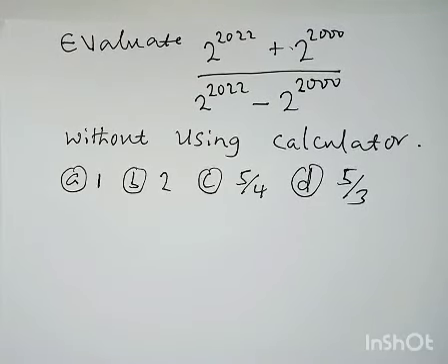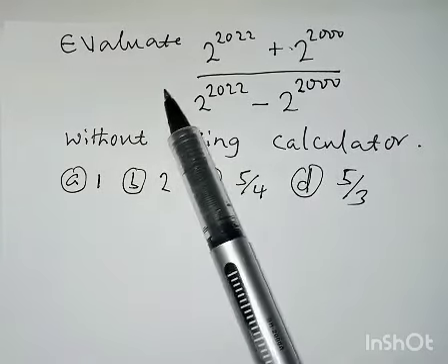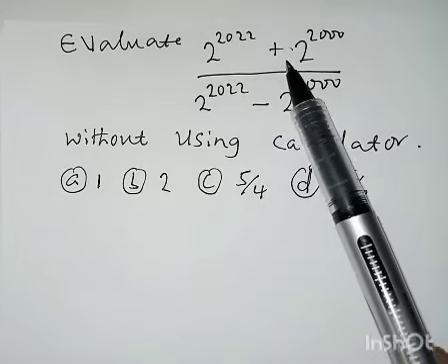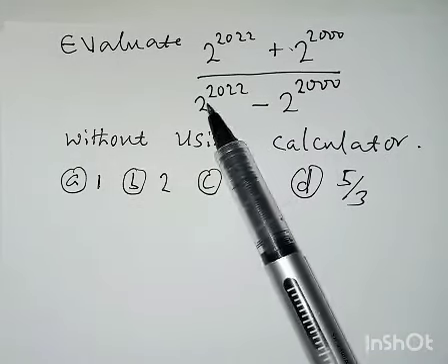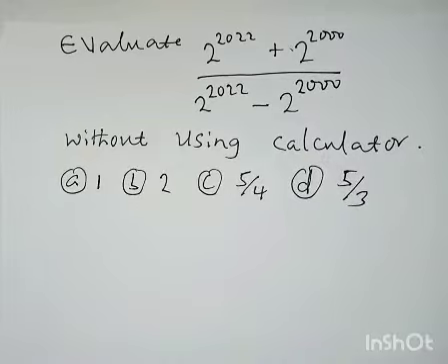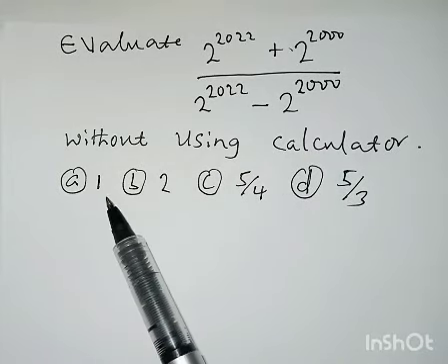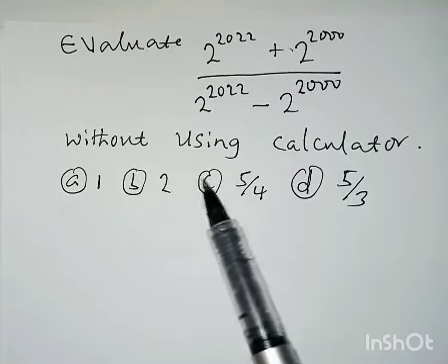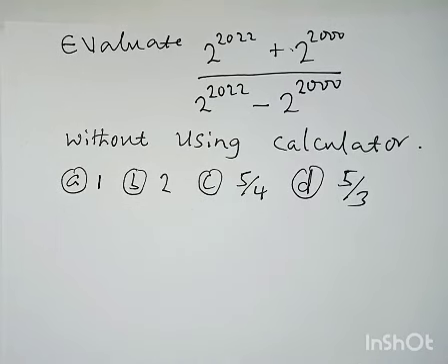In this video we are going to solve a simple Olympiad question. The question says evaluate (2 power 2022 plus 2 power 2000) over (2 power 2022 minus 2 power 2000) without using a calculator. Of course options are given: A 1, B 2, C 5 over 4 and D 5 over 3. So let us work it out and check which one is the correct option here.